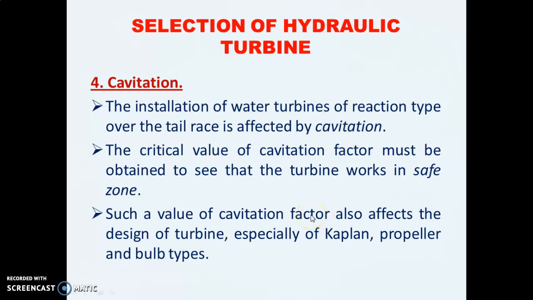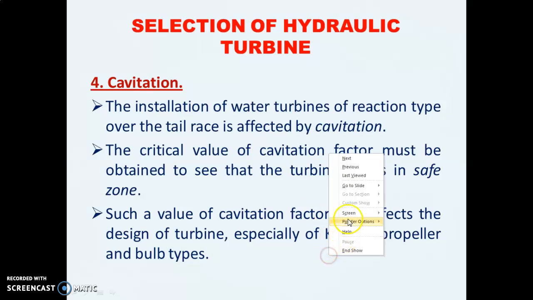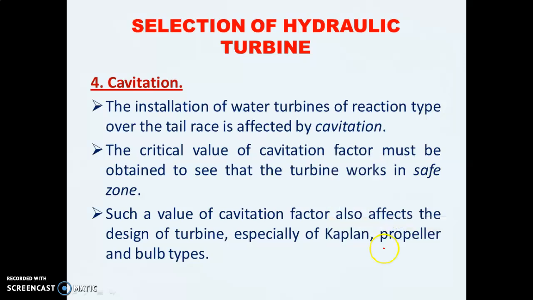Okay, now the main problem of cavitation takes place in reaction type of turbines. This problem does not occur mainly in impulse turbine, it is mainly in reaction turbine. So because of cavitation we use the draft tube.